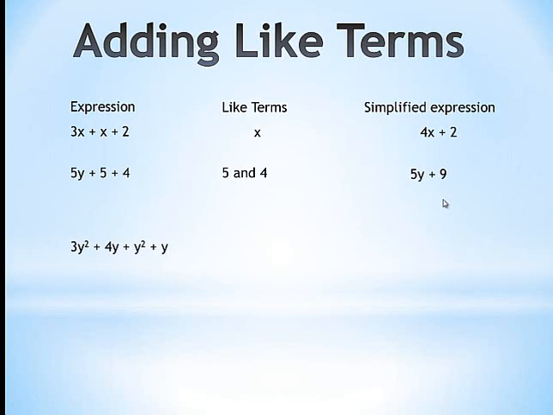This one's a little tricky. What are my like terms? My y squareds go together and my y's go together. Think of them like this. A two-headed monster goes with two-headed monsters, but one-headed monsters only go with one-headed monsters. So when I combine my y squareds, I get 3y squared plus 1 more y squared, because that means there's 1 there, to give me 4y squared, and then 4y plus 1 more y is 5y. So that would be your final answer. 2 heads with 2 heads, 1 head with 1.